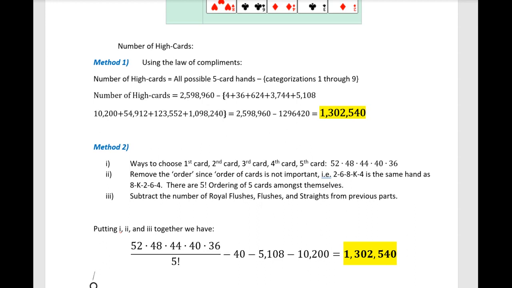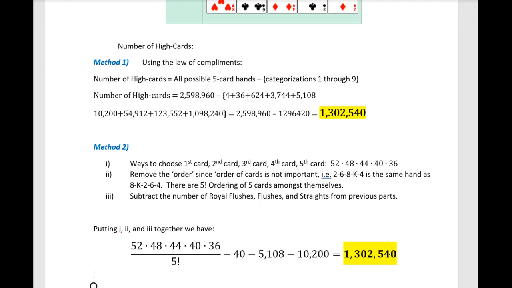So for instance, if our first draw was King of Hearts, then for the second draw, all the kings are out in all 4 suits. So that's why we are down to 48 cards to choose from. Once you choose your second card, by the same analogy, for the third card we only have 44 to choose from. And the fourth one would be 40, and the last one would be 36.